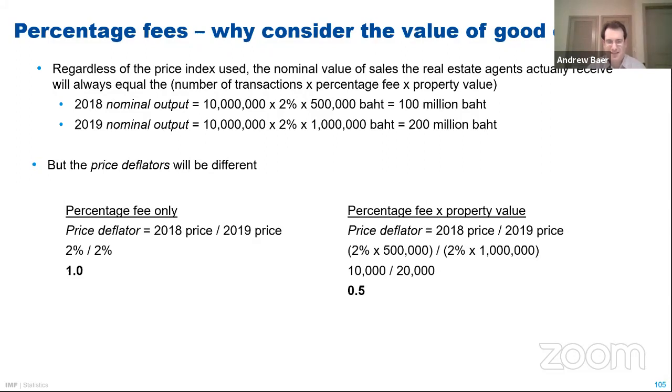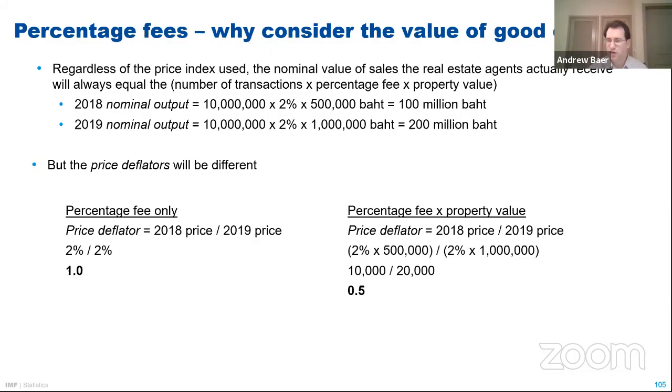However, let's say we did not think about the value of the home in our PPI. We said, look, the agents charge 2%. They charged 2% in 2018, they charged 2% in 2019. So the price is the same, right? They've not changed their price. If we were to say that, our deflator would be 1. No change in price.